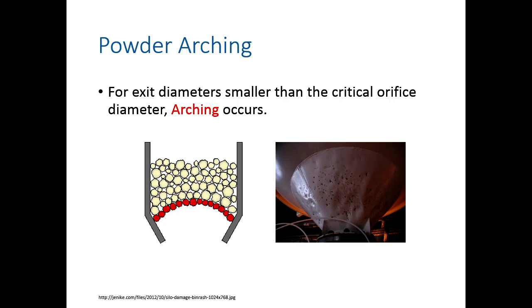Another method to prevent powder arching is to increase the exit diameter. However, in the pharmaceutical industry, for instance, we need a fine dosage of the powders, not a really large volume of the powder discharging. So increasing the exit diameter is not really the best option.